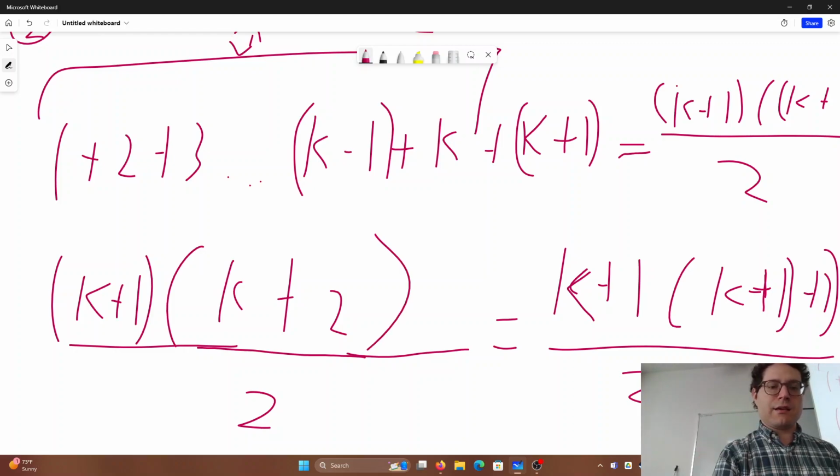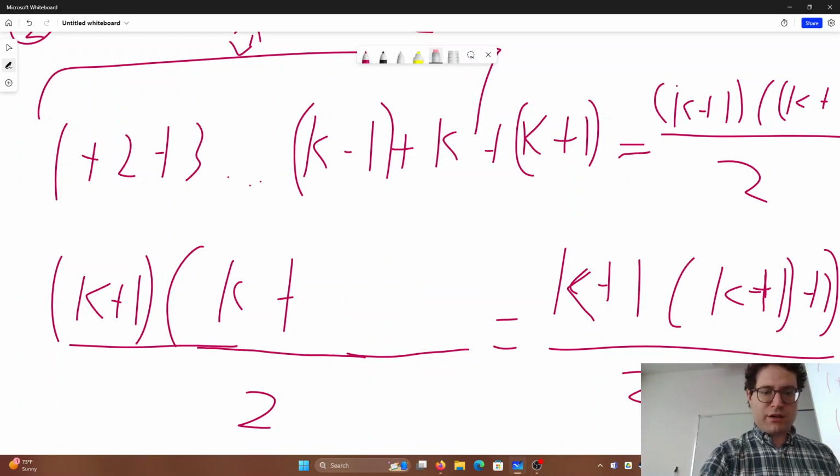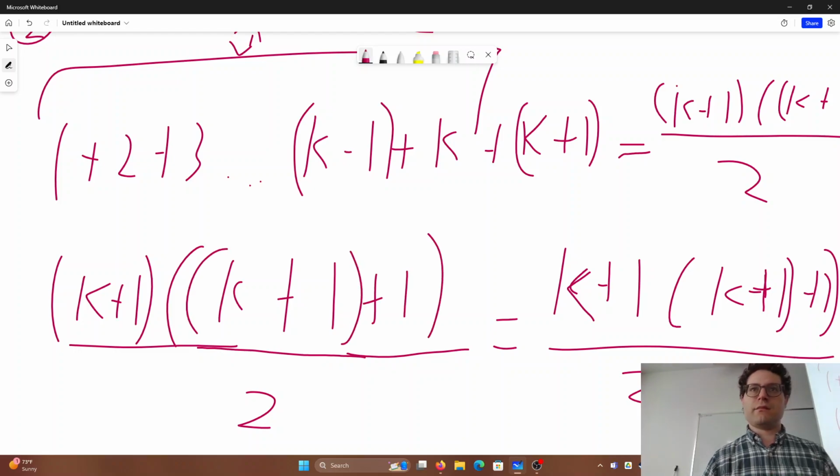We had a k times k plus 1, and we had 2 times k plus 1. And then that 1 over here, we can rewrite that plus. And then let's add in some parentheses. So that's how the two sides are equal. So that's proof by induction. Now this is problem 3 on your worksheet, by the way.